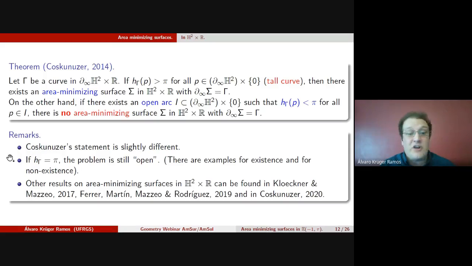And I am not mentioning other results on area minimizing surfaces in H2 cross R, but they can be found in the work of Fleckner and Mazzeo in 2017, Ferrer, Martin, Mazzeo, and Rodriguez in 2019, and this year recently another work of Koski-User in 2020, which is a little more general than this one.